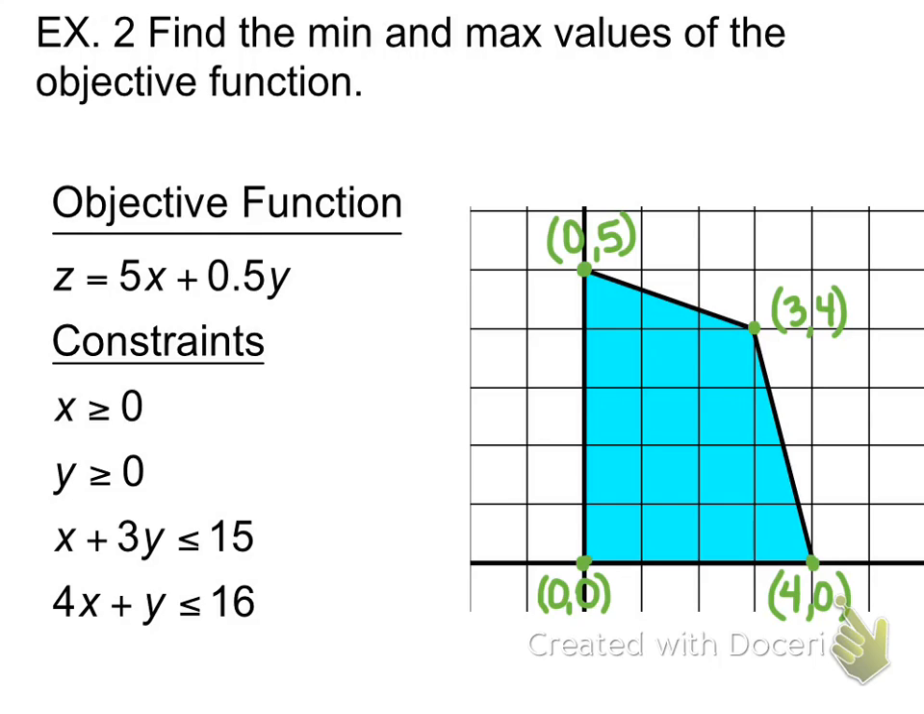Now we're going to plug each of these into the objective function. If I plug (0, 0) into the objective function, 5 times 0 plus 0.5 times 0, z will equal 0. If I plug in the next point, (4, 0), 5 times 4 plus 0.5 times 0, z will equal 20. If I plug in (3, 4), 5 times 3 plus 0.5 times 4, z will equal 17. And last, 5 times 0 plus 0.5 times 5 will give me z equals 2.5. Once we've plugged them all in, we identify a minimum and a maximum. The minimum is at (0, 0), where z equals 0. And the maximum is at (4, 0), where z equals 20.